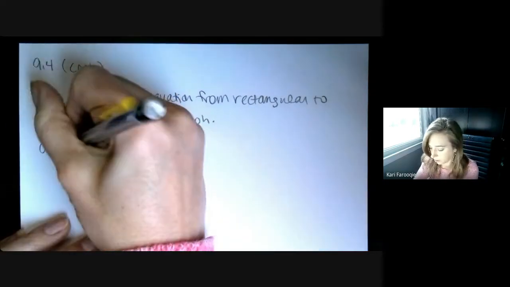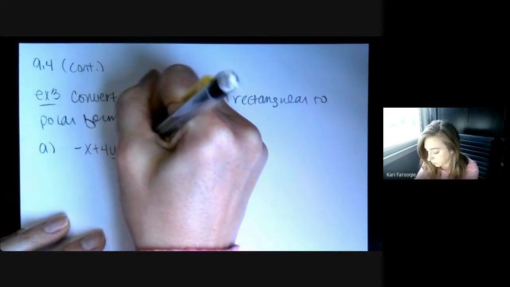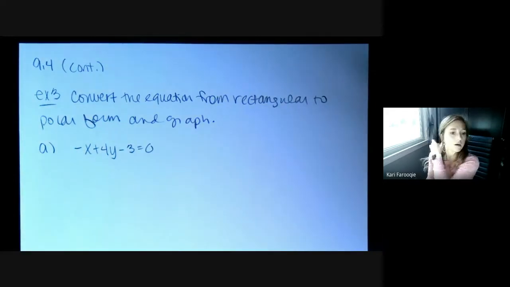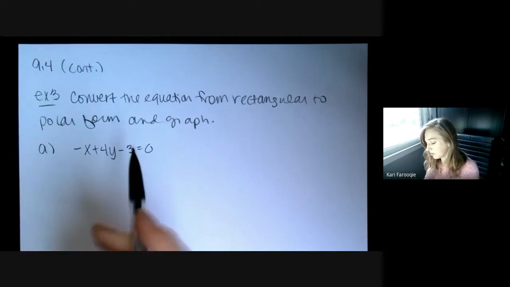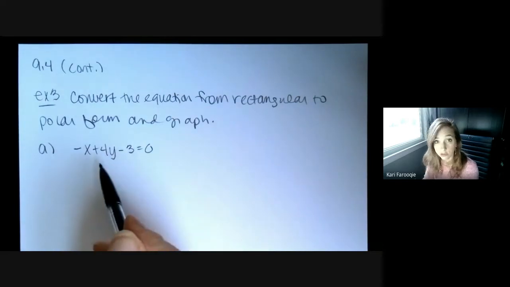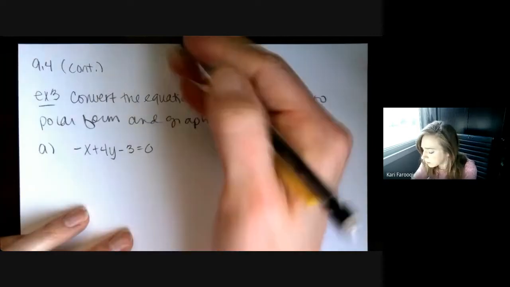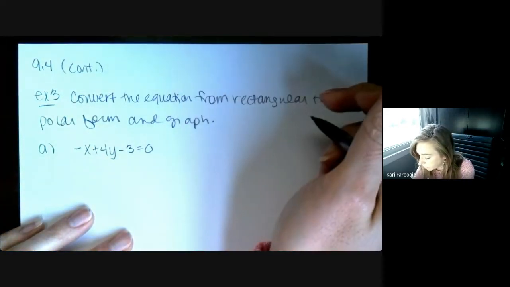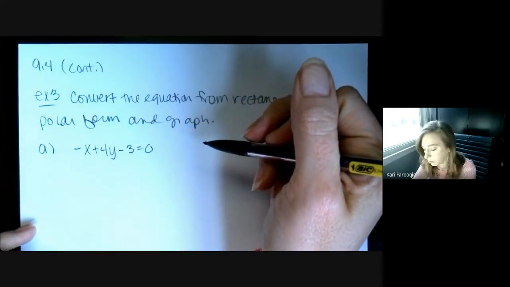So for A, I'll give you this rectangular equation: negative x plus 4y minus 3 equals 0. Now, this is the kind of equation that you would normally see written in either slope intercept form or standard form. You don't usually see this in what we usually refer to as general form, where you have it set equal to 0, unless it's quadratic, which this is not. It's linear because it has an x and a y, each to the first power. If we were going to graph this, I'll show you how to convert it to polar, and then we'll talk about which way we want to use to graph it.